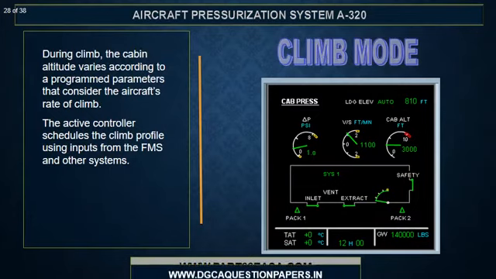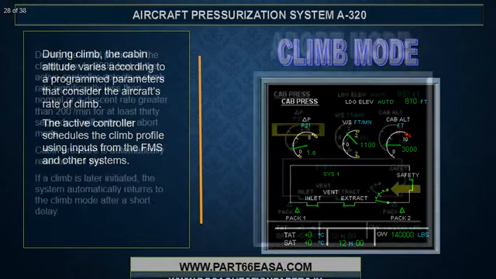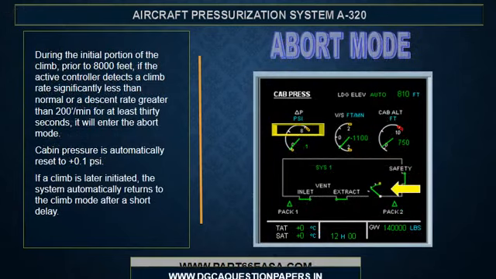During climb, the cabin altitude varies according to program parameters that consider the aircraft's rate of climb. The active controller schedules the climb profile using inputs from the FMS and other systems. During the initial portion of the climb prior to 8,000 feet, if the active controller detects a climb rate significantly less than normal or a descent rate greater than 200 feet a minute for at least 30 seconds, it will enter the abort mode. Cabin pressure is automatically reset to positive 0.1 psi. If a climb rate is later initiated, the system automatically returns to the climb mode after a short delay.